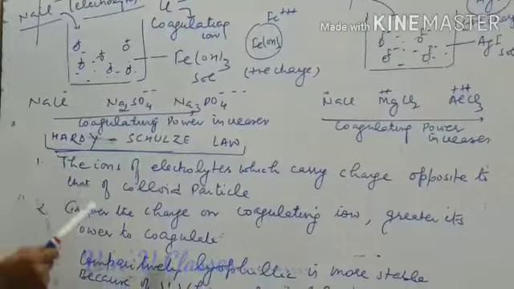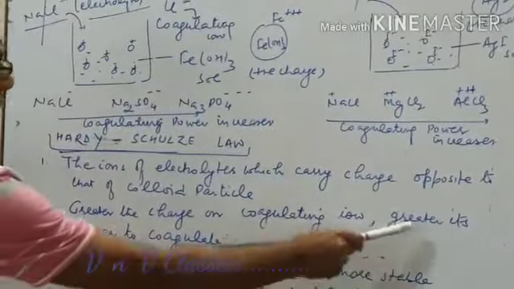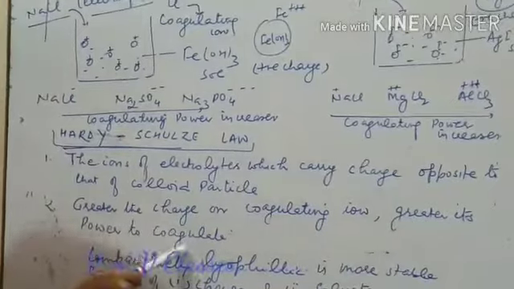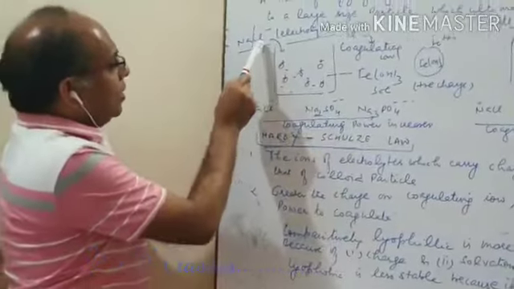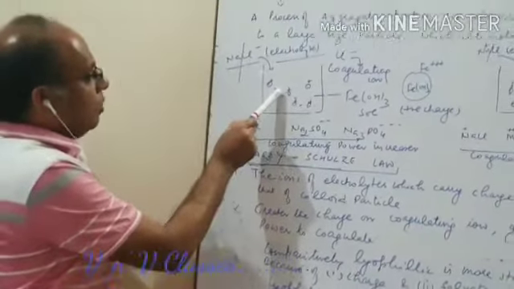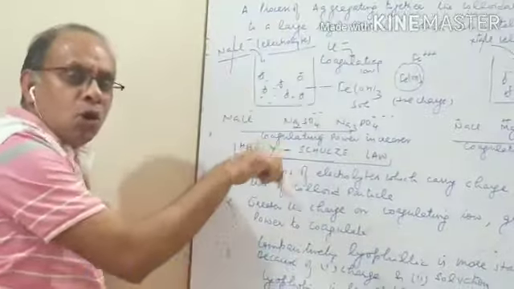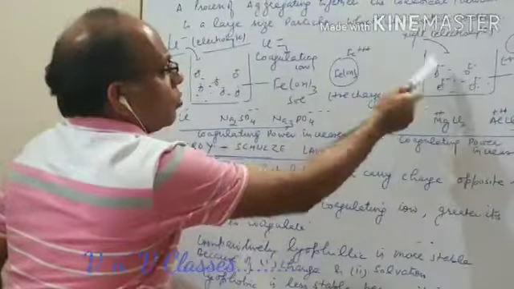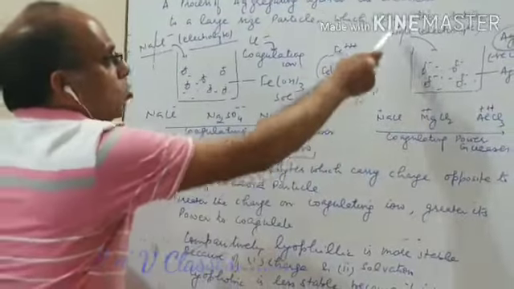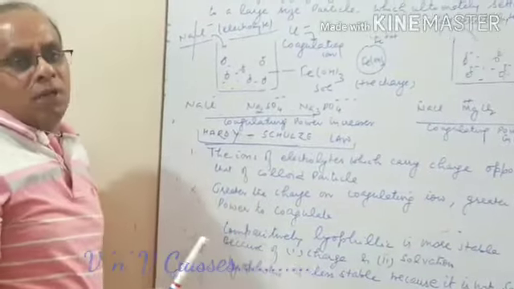This is first law, that is Hardy-Schulze law. Second, the greater the charge on coagulating ion, greater is its coagulating power or power to coagulate. Now it's very clear. Here the negative ion causes coagulation. If ion has more negative charge, it will cause more coagulation. Like in this case, positive ion causes coagulation. So if the ion has more positive charge, it will cause more coagulation.